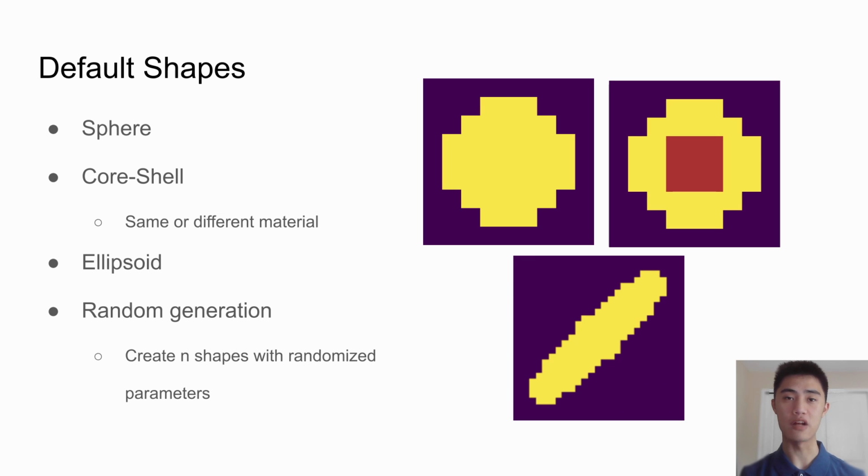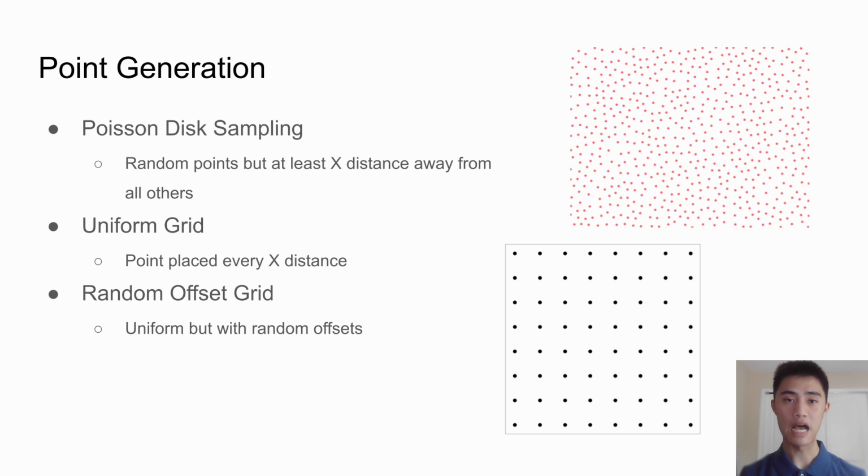The library has out-of-the-box functions for following this process to create spheres, core shells, and ellipsoids of any material. We can also generate any number of randomized versions of these shapes by providing a range for the parameters, such as if we wanted to create 100 spheres of random radii. The library has point generation algorithms that we can use to create points to tile our shapes at. The algorithms we can choose from include Poisson disk sampling, uniform grid, and random offset grid.